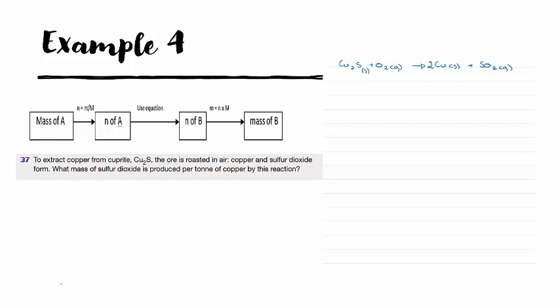So we've been told in the question that 1 ton of copper is produced. So the mass of copper is 1 ton. That's the same as 1,000 kilos, which is the same as 1 million grams. We can now work out the number of moles of copper.